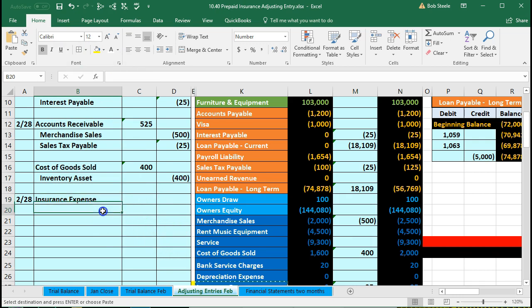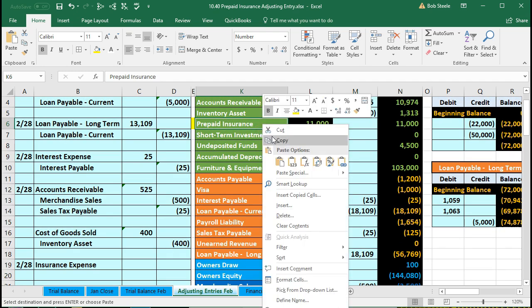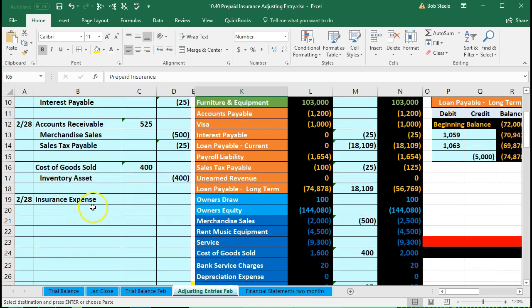And then we're going to credit the other account involved, which in this case will of course be prepaid insurance. So we will copy prepaid insurance, scroll back down, that's going to be in B20, right click and paste 1, 2, 3. Then we're going to indent this. We're in the Home tab, in the Alignment group, and we are increasing the indentation.